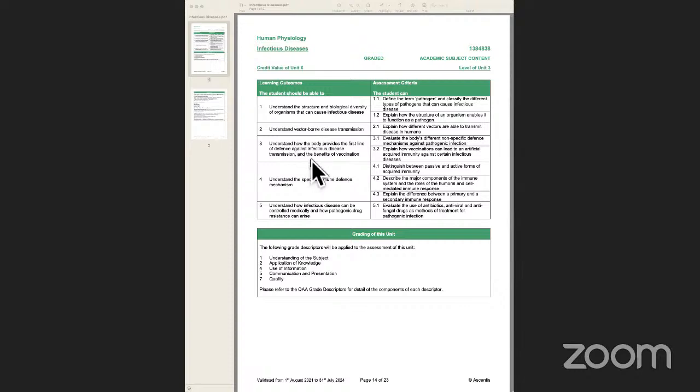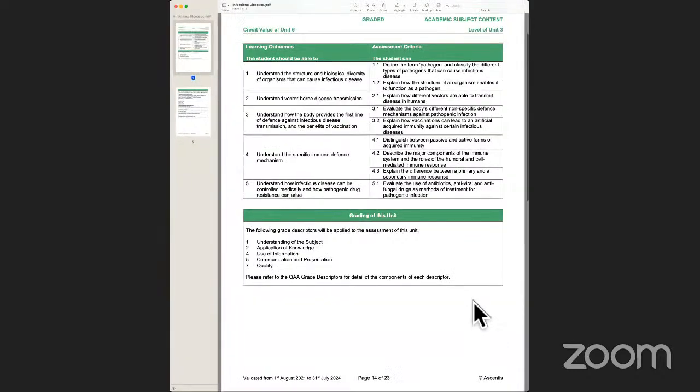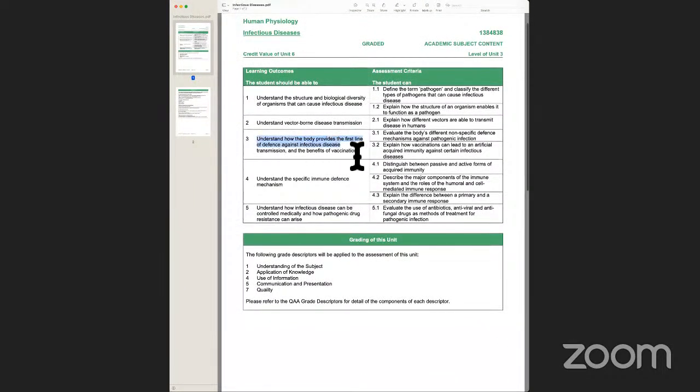Today, we are going to look at how the body's first line of defense against infectious diseases and transmission works. What are the cells, and what are the chemical reactions which happen in the body, which prevent the spread of infection? How does your body fight infection is what we're going to study in today's learning outcome. The first focus is to understand how the body provides the first line of defense. What is the first line of defense in the human body, and how does it prevent or fight infection?